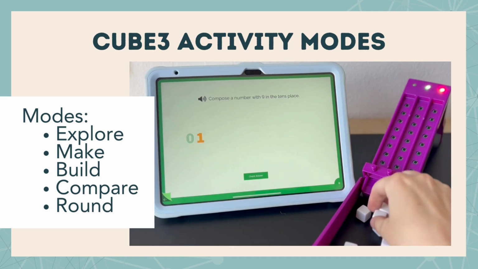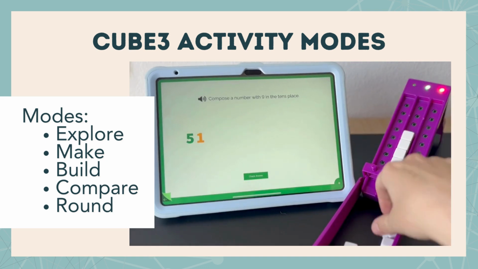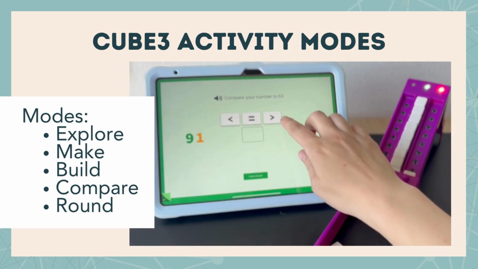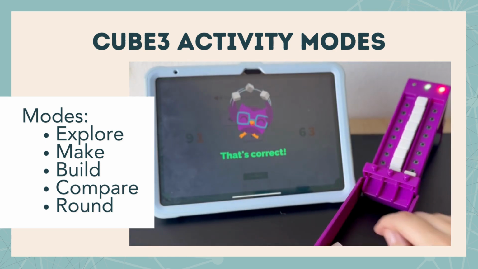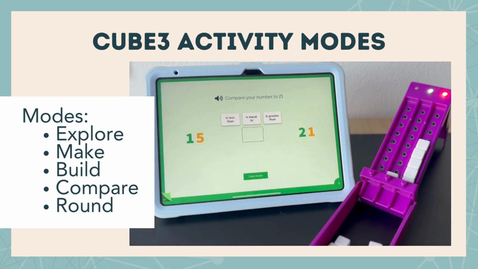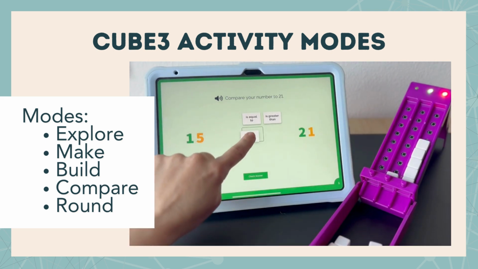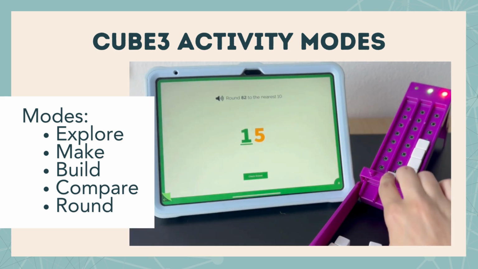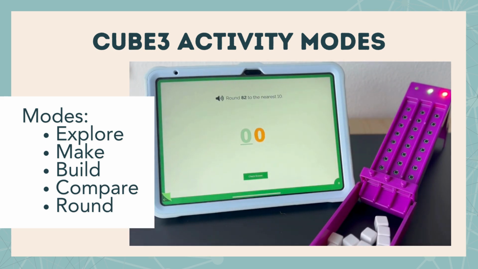Build mode also has students compose larger numbers with other constraints. Compare is where students create a number and then compare it to another number. The round mode has students rounding numbers to a specific place value.